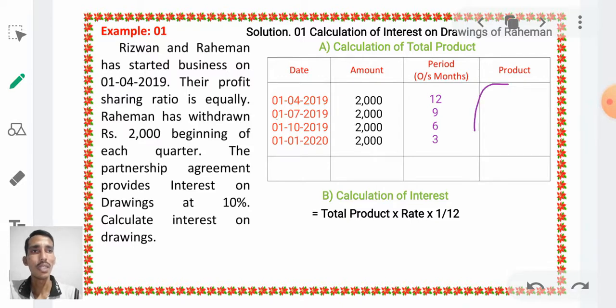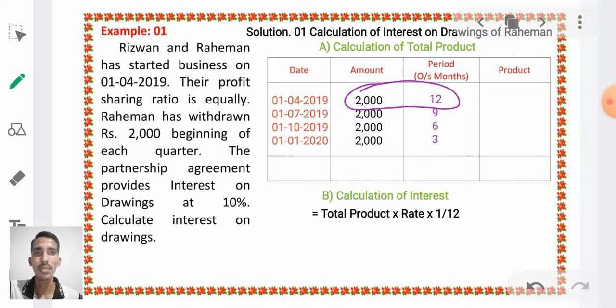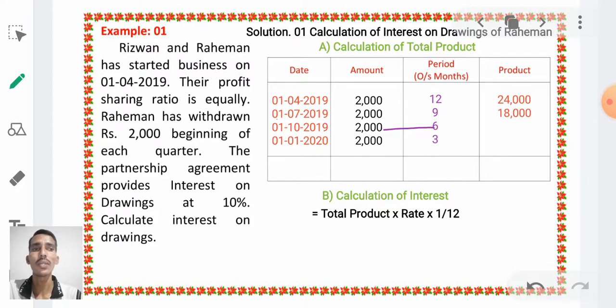Next step is that we have to calculate product. How to calculate product? Just see here, amount 2000 we have to multiply with the outstanding months. There are 12 months, therefore 2000 into 12, there will be 24,000. Next, 2000 into 9, 18,000. 2000 into 6, 12,000. 2000 into 3, 6,000. Is it clear? Now we have to calculate the total product. How much? That is 60,000. It is called the total product.